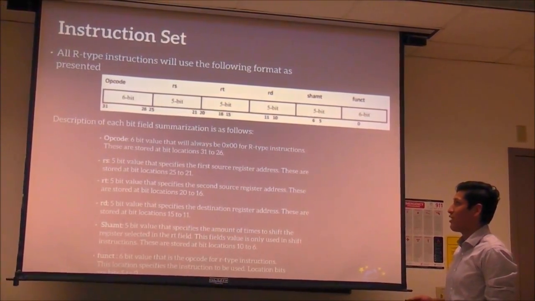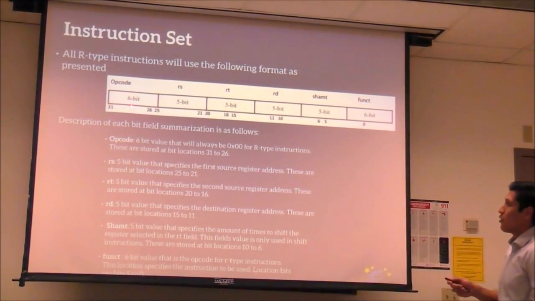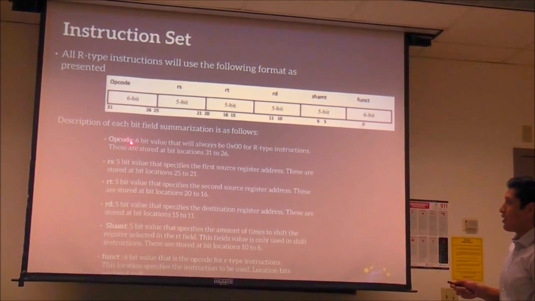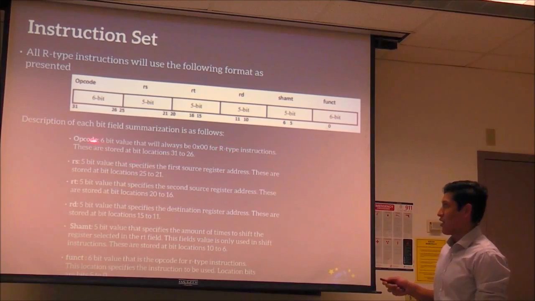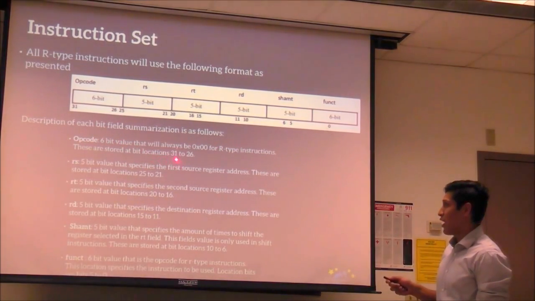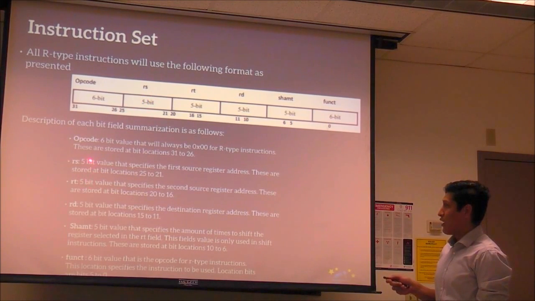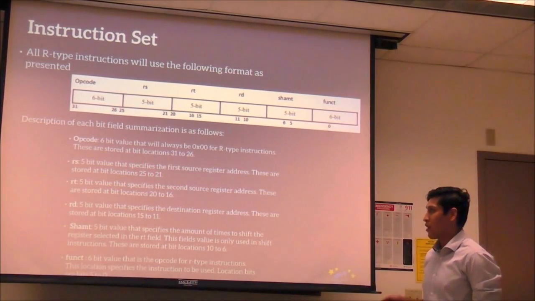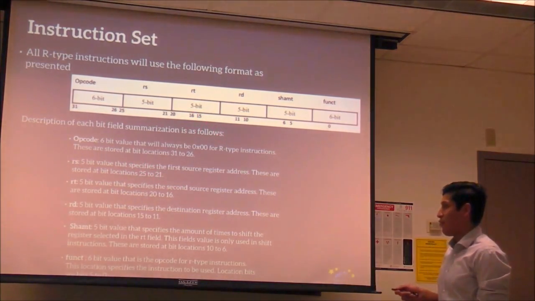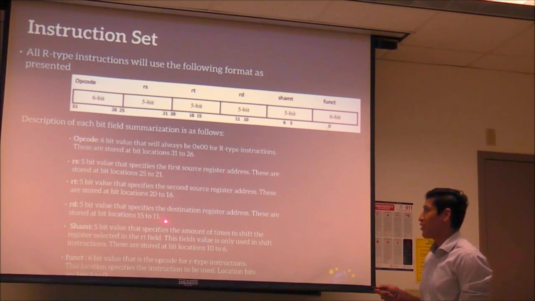Our instruction set, all R-type instructions will use the following formats as follows. Our opcode field is a 6-bit value that will always be 00 for R-type instructions. These are stored at bit locations 31 to 26. RS will be a 5-bit value that specifies the first source register address. These are stored at bit locations 25 to 21. RT is a 5-bit value that specifies the destination register address. These are stored at bit locations 15 to 11.